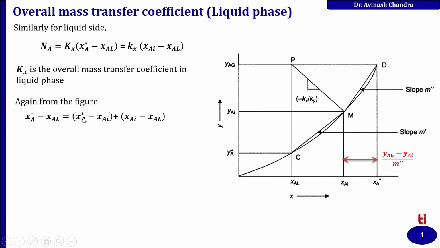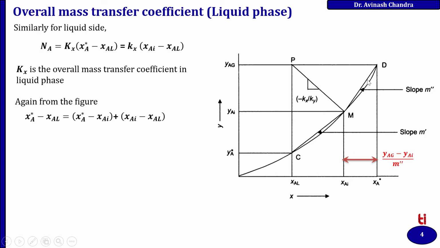Again, from the figure, if you see xA star minus xAL, it can be written as the summation of this distance and this distance. As this distance can be written as (yAG minus yAI)/m''.